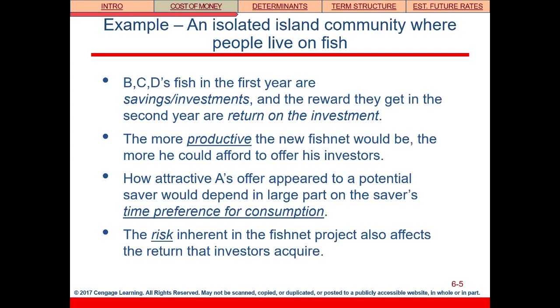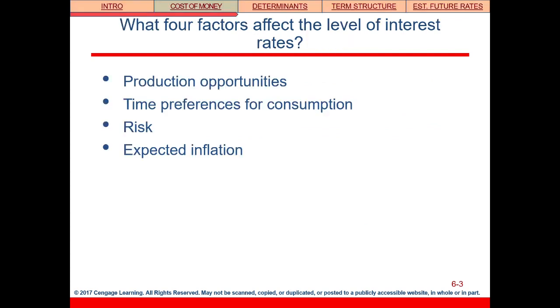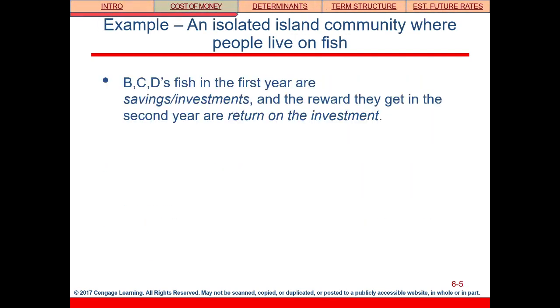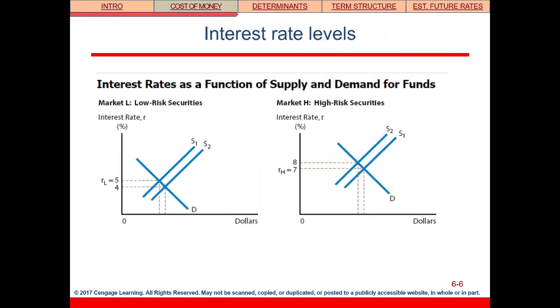So here we have discussed 3 factors: productivity, time preference, and risk. And the last one, if you remember from the previous slide, is inflation. We can go back and see. Yeah, so the last one is inflation. But inflation is something related to currency. And in this example of an isolated island where they don't use currency, there's basically no inflation. But we're going to discuss inflation later. Actually, it's the first important factor that we have in the equation to calculate the interest rate levels.